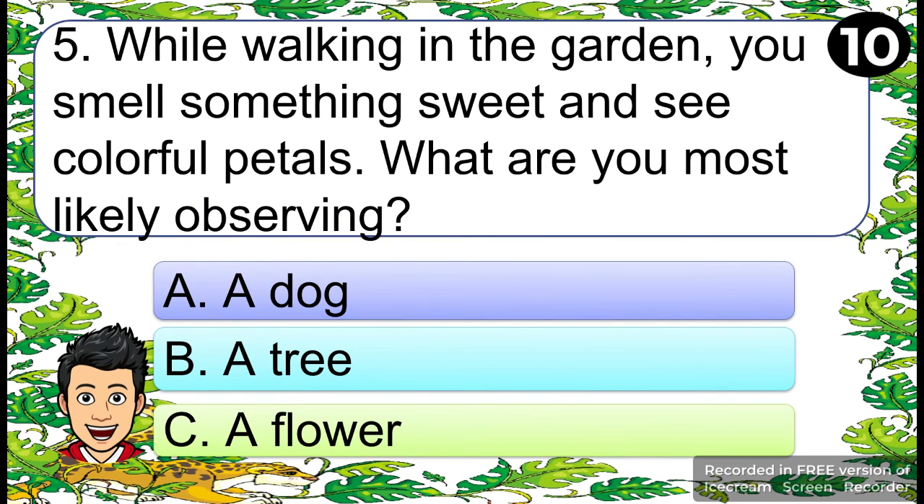Number 5. While walking in the garden, you smell something sweet and see colorful petals. What are you most likely observing? A. A dog. B. A tree. C. A flower.